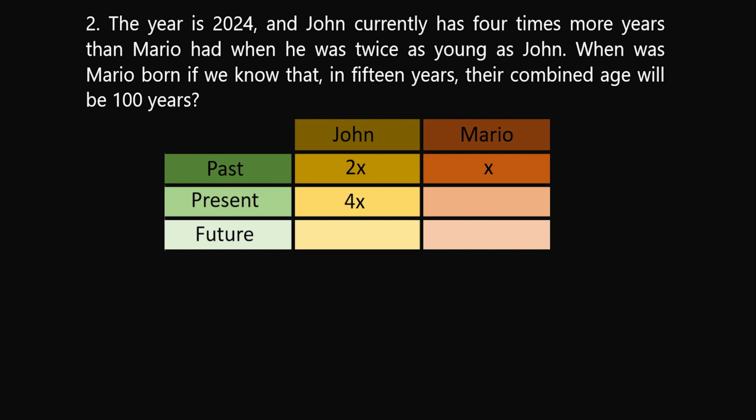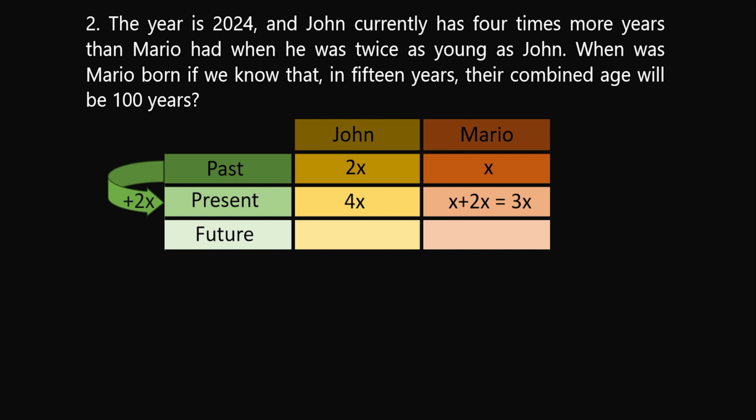If we take a look at John's column, we can see that in the past he had 2x in years, and in the present he has 4x in years. That indicates that from the past to the present, 2x in years have passed. That means that in the present, Mario has x plus 2x, that's 3x in years.